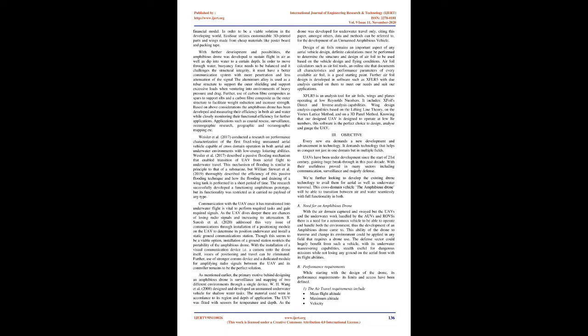New flying wing design was developed at the Unmanned Systems Lab, USL, at Virginia Tech to serve delivery and remote sensing. The fully autonomous unmanned aerial vehicle, UAV, named EchoSoar, was developed in such a way that local fabrication, operation, and maintenance of the aircraft are all possible, in order to present a competitive financial model. In order to be a viable solution in the developing world, EchoSoar utilizes customizable 3D printed parts and wings made from cheap materials like poster board and packing tape. With further development and possibilities, the amphibious drone was developed to sustain flight in air as well as dip into water to a certain depth.